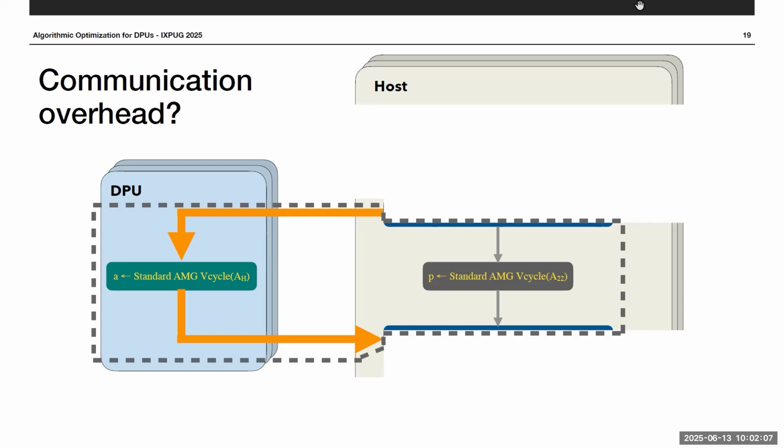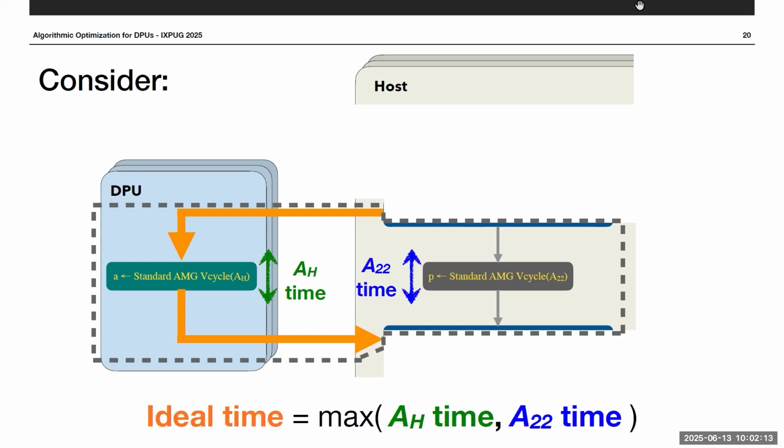So the key question we're trying to answer is, what is the communication overhead for transferring data for this particular subsolve? The ideal case is the maximum of both of these, and then we measure, okay, what is the overhead for transferring the data compared to that max execution time. So how much extra time are we adding on top of the parallel computation?